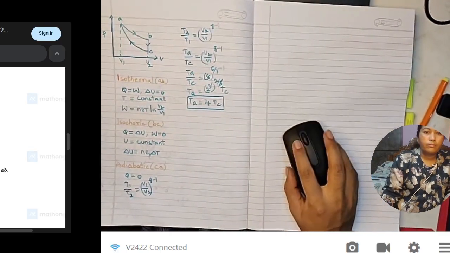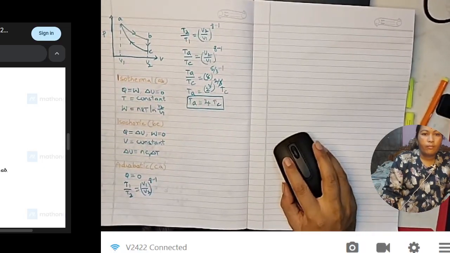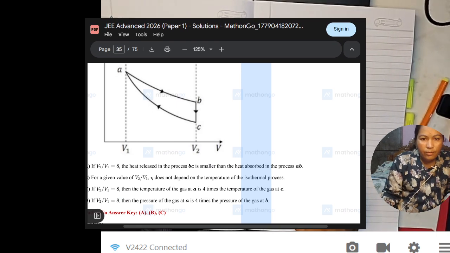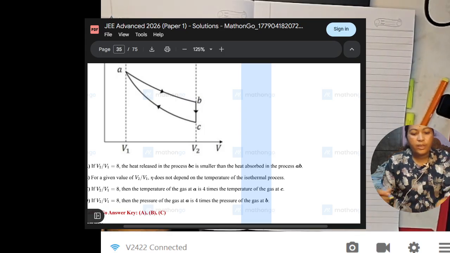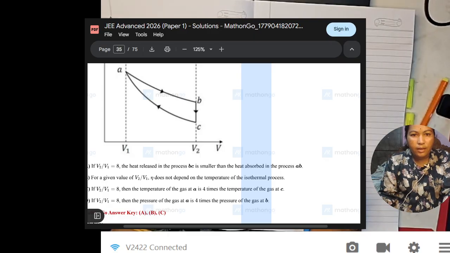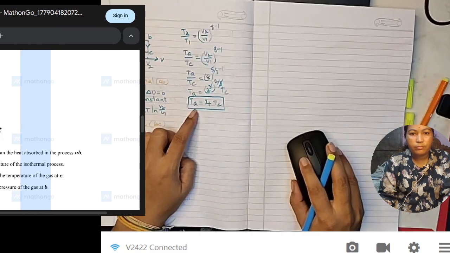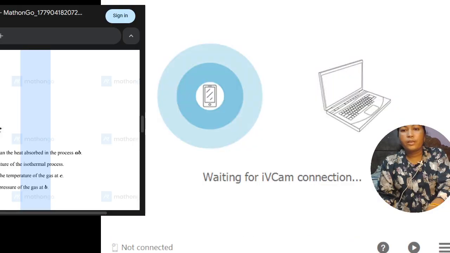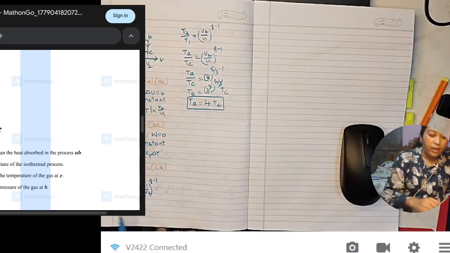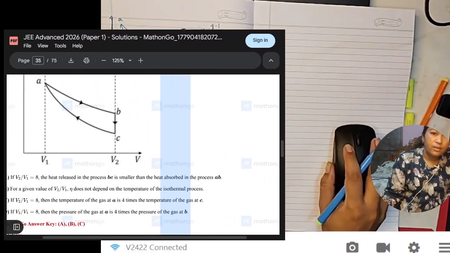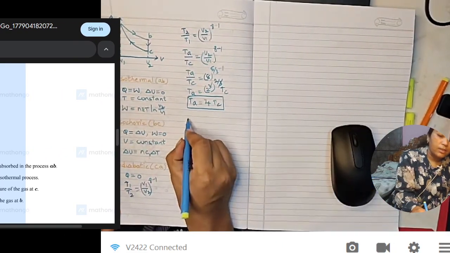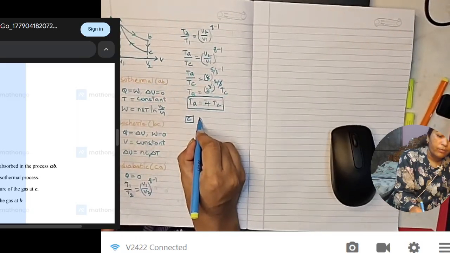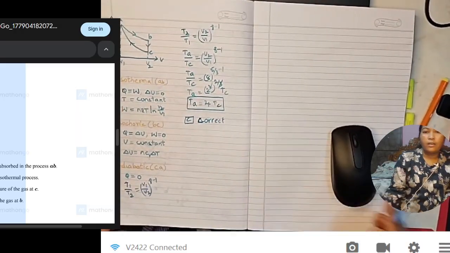What is the option given? If V2 over V1 equals 8, then the temperature of the gas at A is 4 times the temperature of the gas at C. It is satisfying, yes. The temperature at A equals 4 times the temperature at C. So the option which is right is option C. C is the correct option.